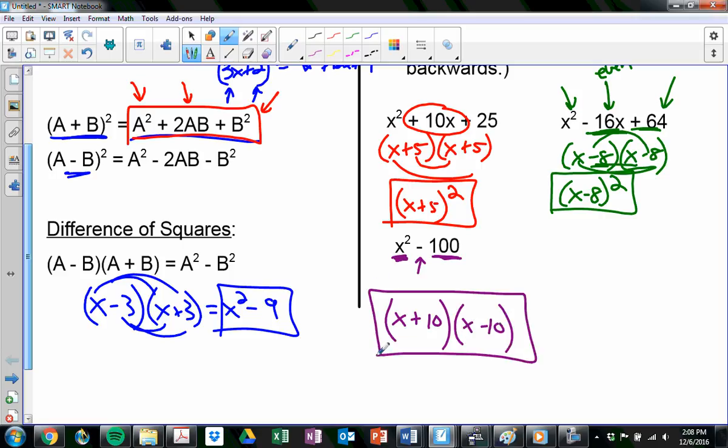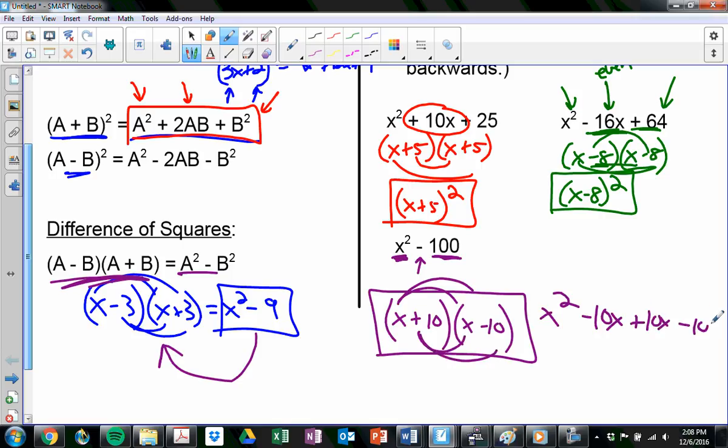It's this process here done backwards. Factoring is just multiplying backwards. So I could check: x times x is x squared, x times negative 10 is negative 10x, positive 10 times x is positive 10x, positive 10 times negative 10 is negative 100, and we get x squared minus 100, just like we wanted to. Sorry, that was a check. This right here is the actual factoring.